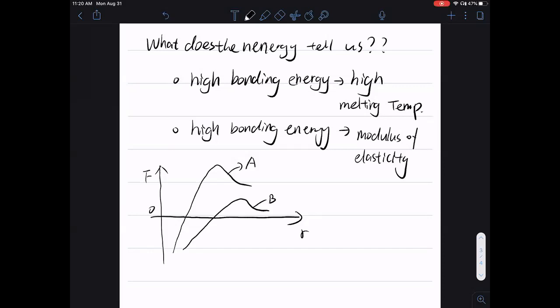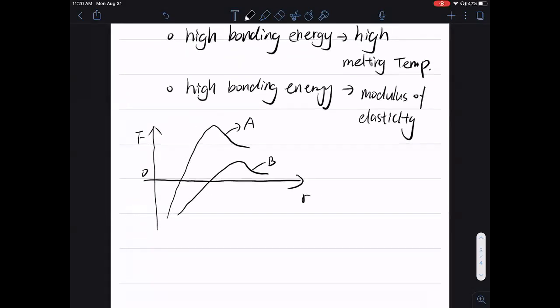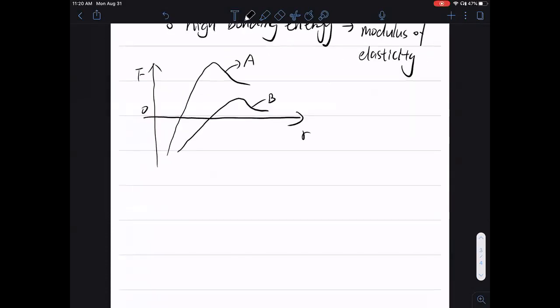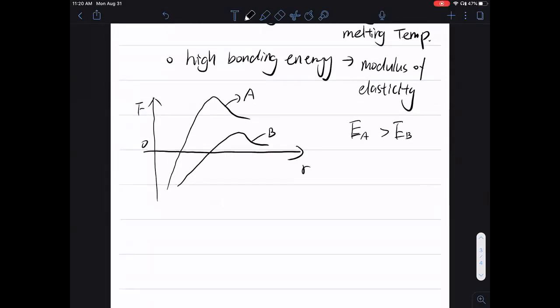So the Young's modulus of A is larger than Young's modulus of B. So A has stronger bonding. B is weakly bonded.